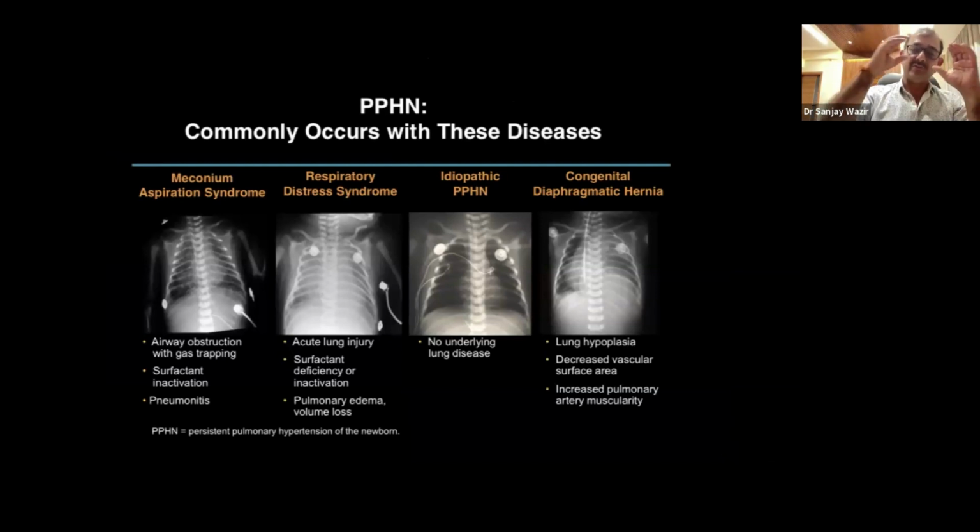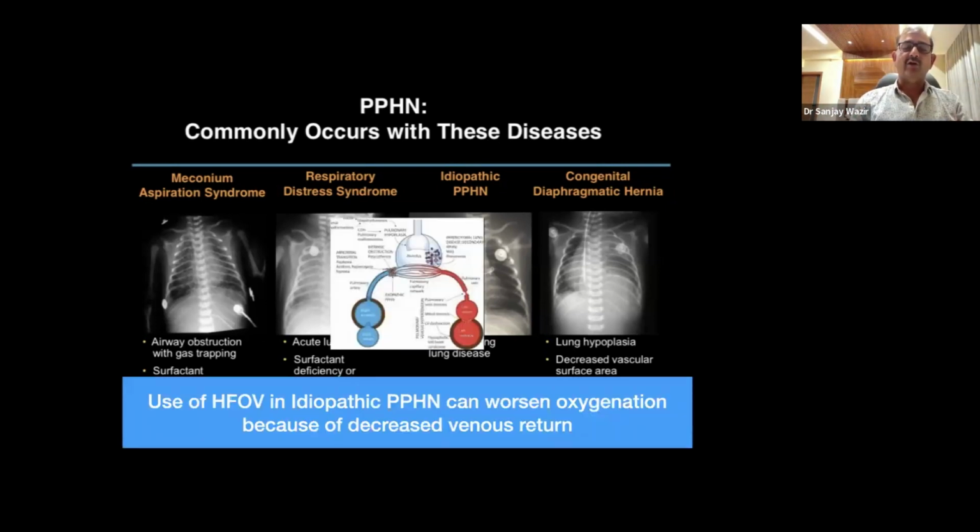Now, when PPHN comes with other diseases like RDS, meconium aspiration, or congenital diaphragmatic hernia, in these cases you need a particular ventilator strategy and maybe sometimes use an HFO also. But when it is an idiopathic or black lung PPHN, always remember that the use of HFOV can actually worsen oxygenation, because the lung is not the problem and you expand the lung beyond its capacity. An overinflated lung reduces the venous return to the heart, and if the venous return reduces, the outflow further decreases, so you're actually causing more harm.